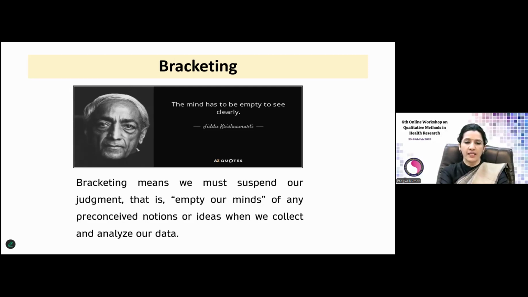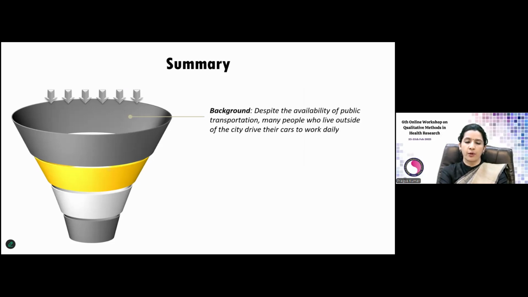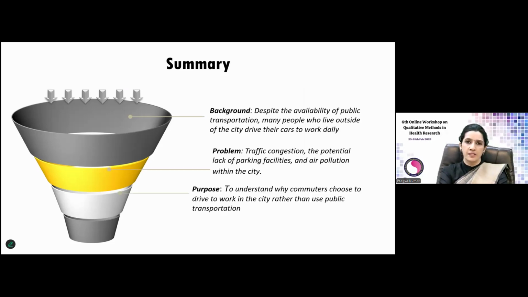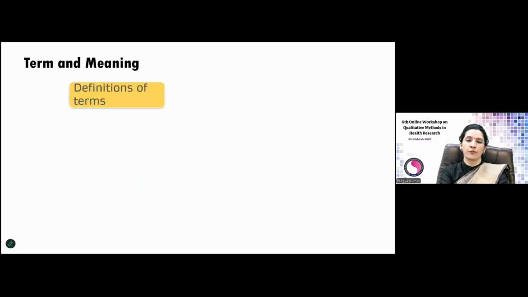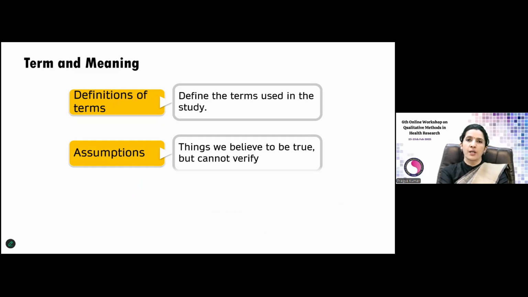So to summarize, you start with the background of your research, you give the problem, then the purpose statement, the research question, and then the meaning of those terms, like the definitions. Assumptions, you write that you have to go by whatever the participant is saying. So you cannot verify it. That is the assumption.